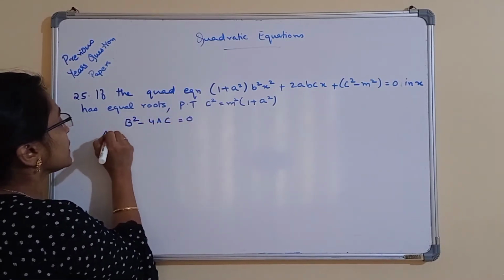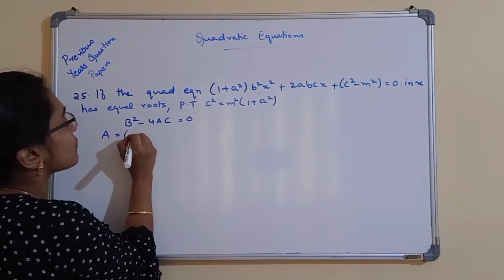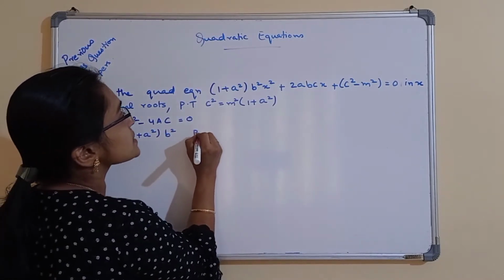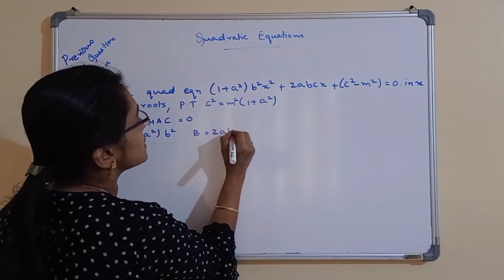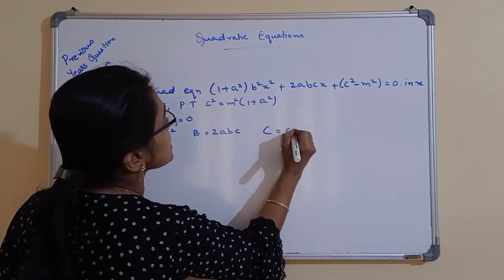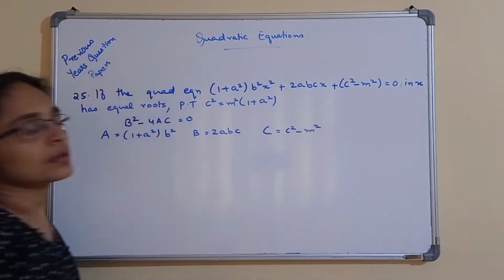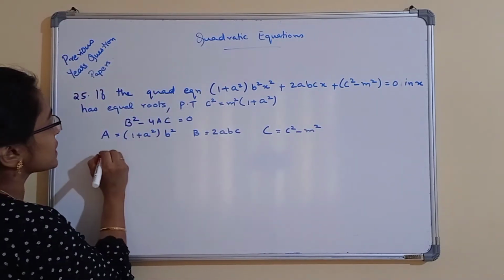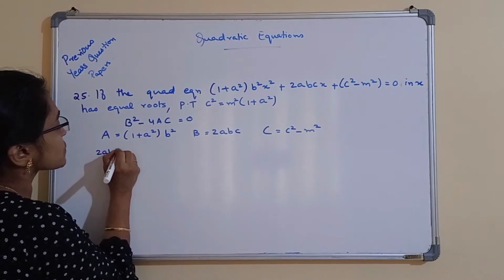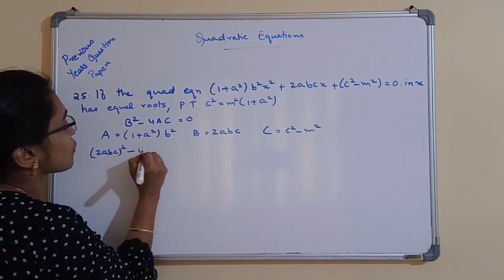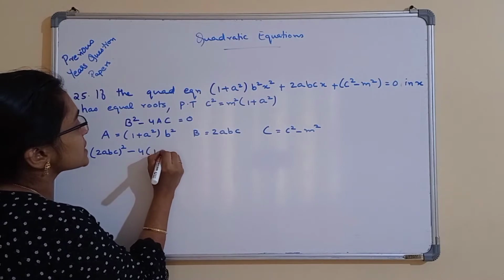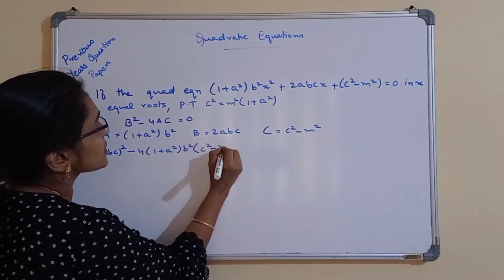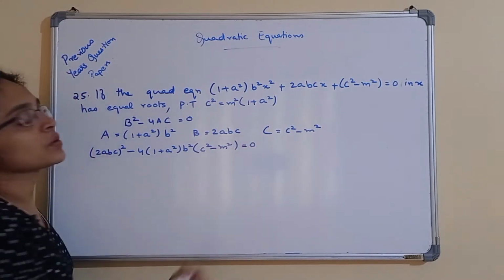And what is a here? A equals (1 + a²)b². Then b is equal to 2abc and c equals c² − m². Okay, so b² − 4ac = 0 means (2abc)² − 4(1 + a²)b²(c² − m²) = 0.